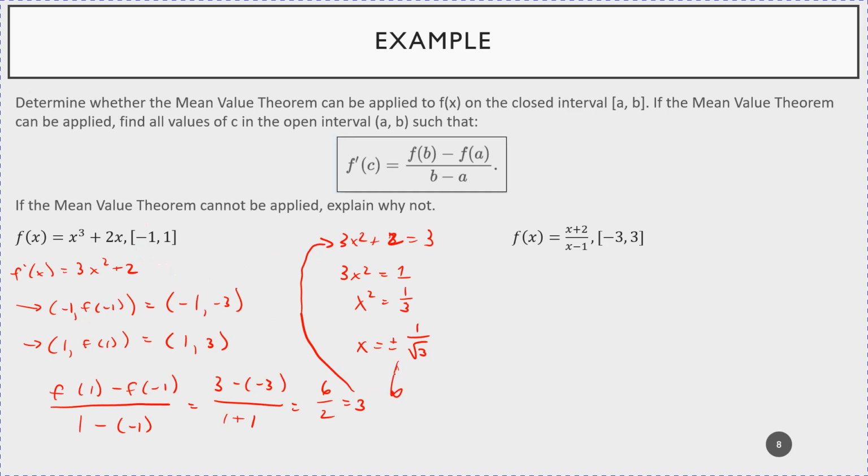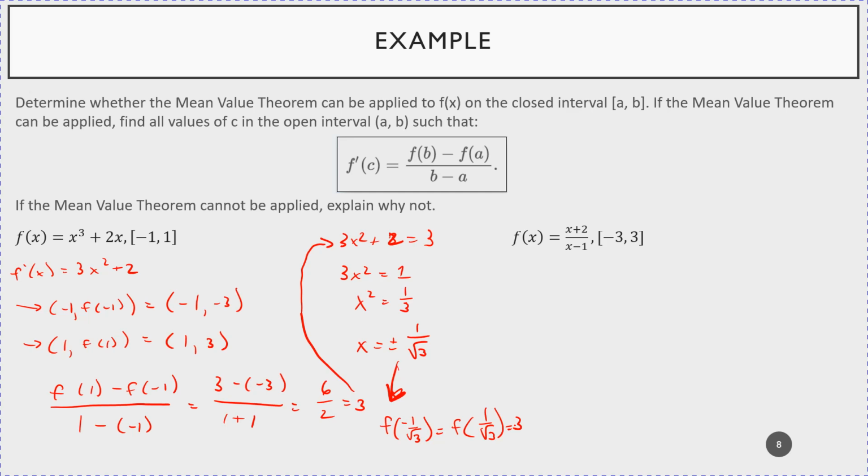So we see here then that f of -1 over the square root of 3 is equal to f of 1 over the square root of 3, which is equal to 3 here. And that's the average rate of change of that function from -1 to 1.